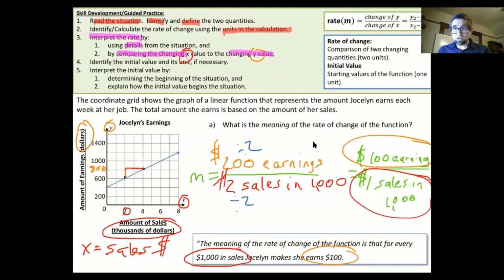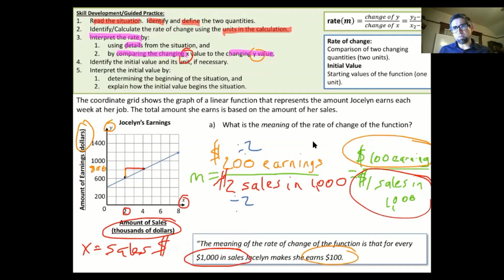So notice I use the words from the graph, right? Thousands of dollars in sales, I put $1,000 in sales. On the y-axis, it says amount of earnings in dollars. So I put earns $100. So the rate of change, or the slope of this line, is telling me that for every $1,000 in sales Jocelyn makes, she earns $100 in her paycheck. Okay, well, that was a lot.